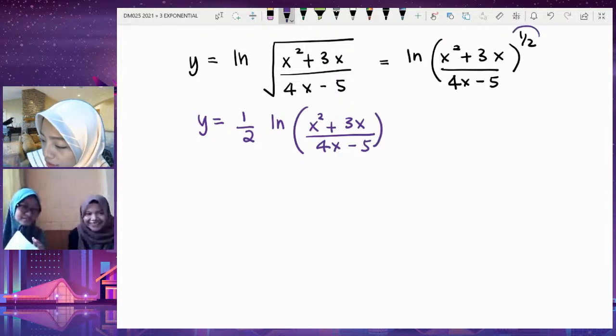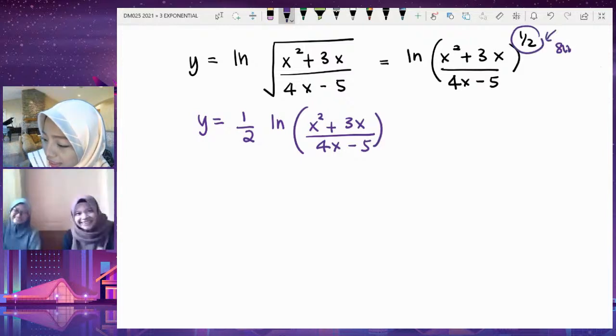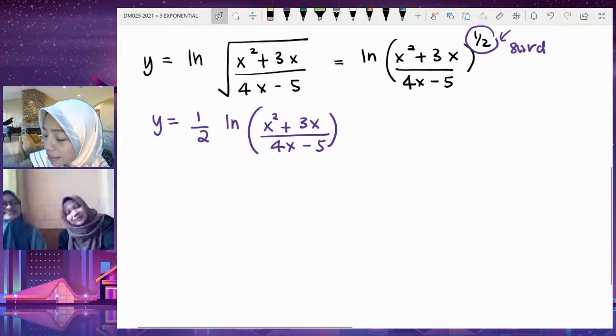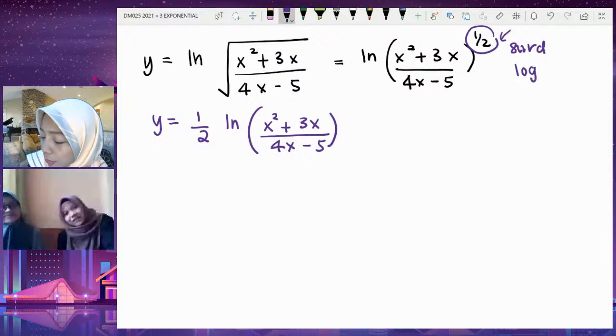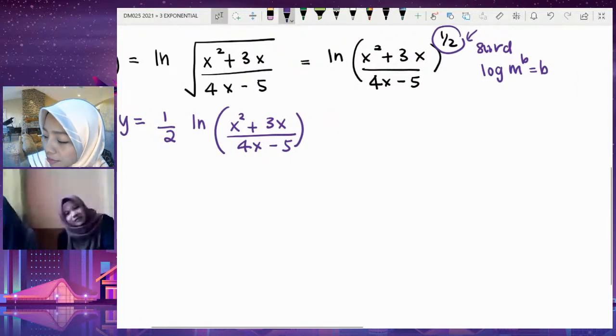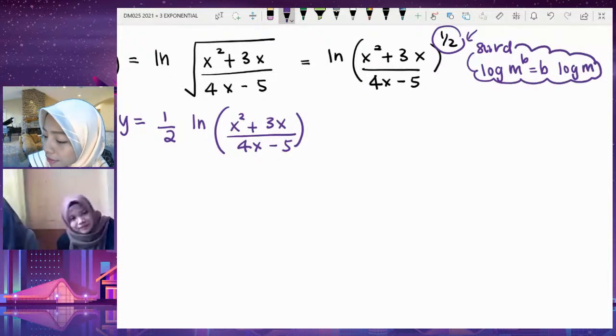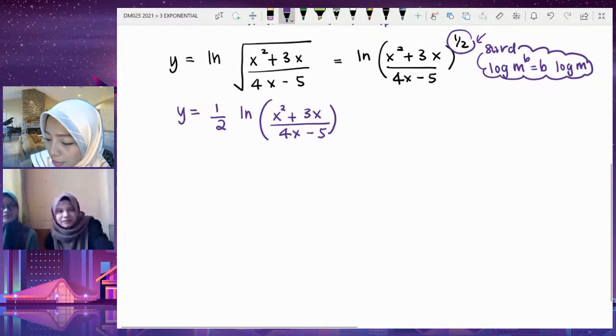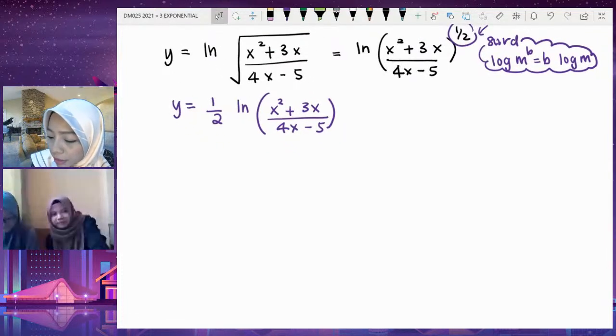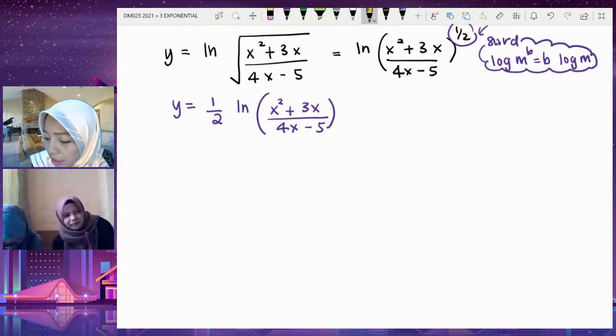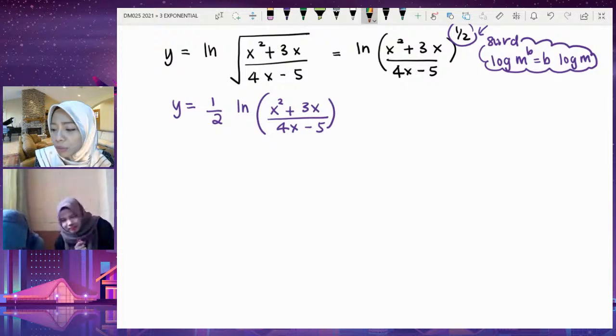We don't want to deal with the set. So what do we do? Using log properties, log m to the power of b is equal to b log m. Understand or not? Do you understand, everyone? Can or not? Can. Okay, so now I continue.